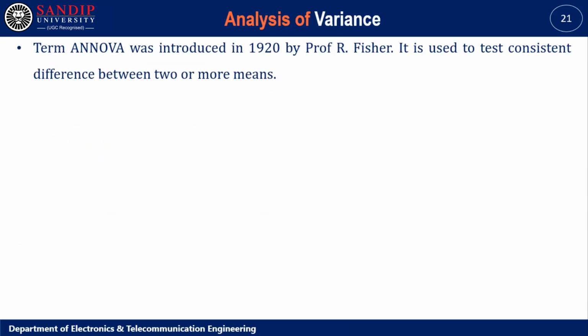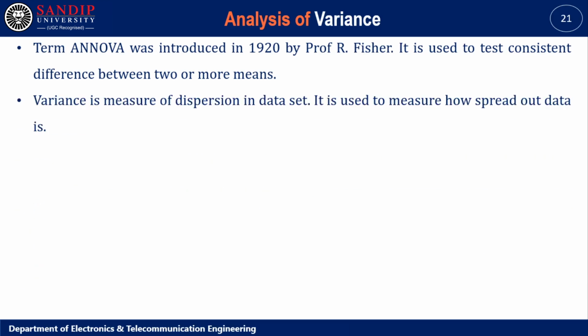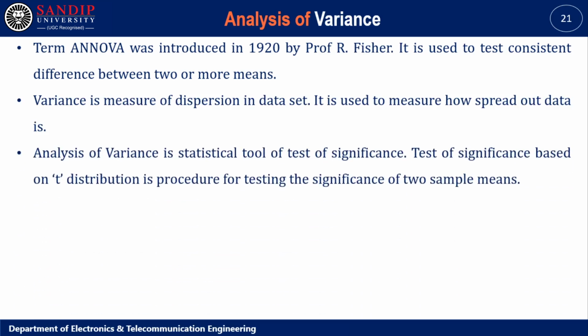Analysis of variance. The term ANOVA was introduced in 1920 by Professor R. A. Fisher. It is used to test consistent difference between two or more means. Variance is a measure of dispersion in a dataset. It is used to measure how spread out data is. Analysis of variance is a statistical tool of test of significance.